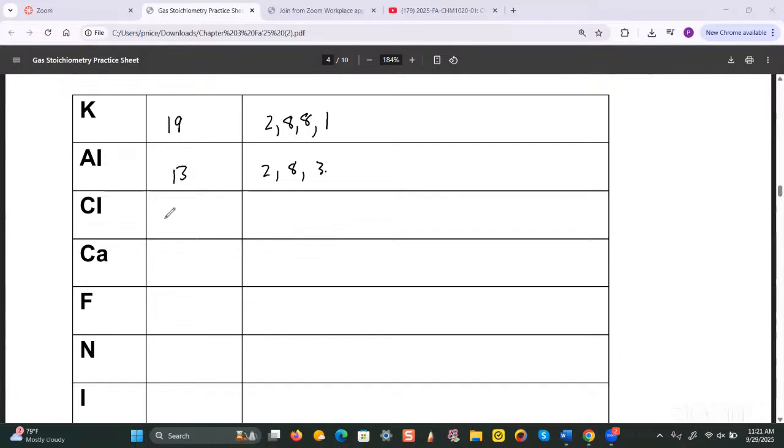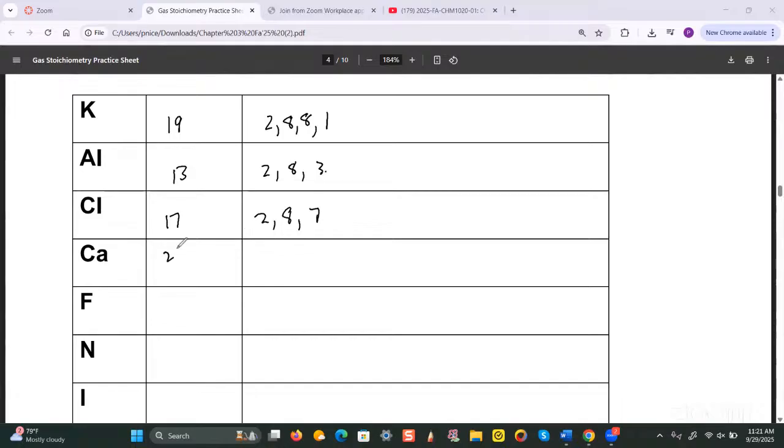Okay, chlorine. What's the atomic number of chlorine? 17. So the first shell would have 2. The next shell would have 8. And then the third shell would have 7. And that's it. Calcium. What's the atomic number of calcium?